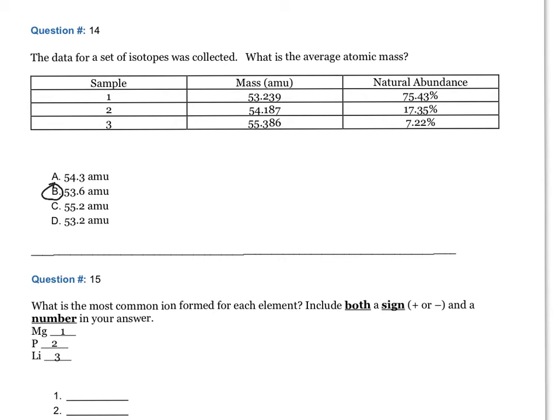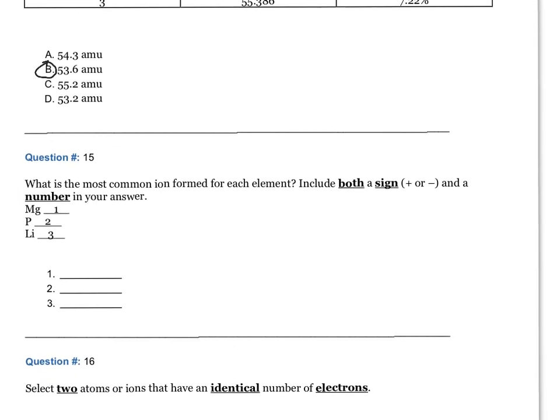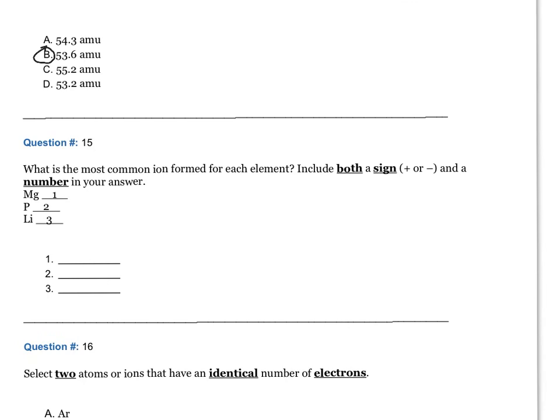Question 15. What is the most common ion formed for each element? Include both a sign, plus or minus, and a number in your answer. So for magnesium, it normally forms a 2 plus charge. Phosphorus normally forms a 3 minus charge. And lithium normally forms a plus 1 charge.